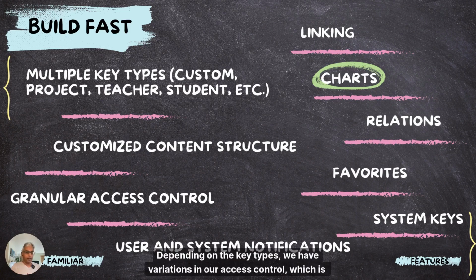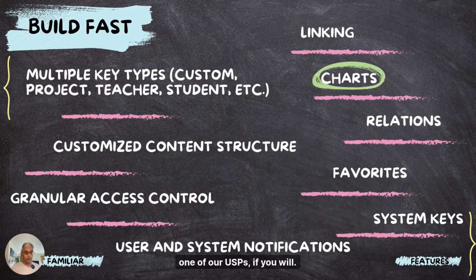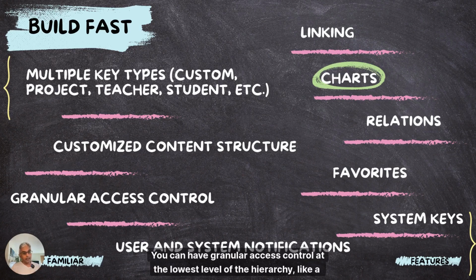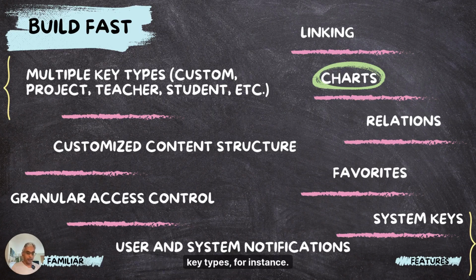Granular access control. Depending on the key types, we have variations in our access control, which is one of our USPs, if you will. You can have granular access control at the lowest level of the hierarchy, like a block or a pod, or you can have inherited access control in the case of project keys and classroom key types, for instance. That's your choice.